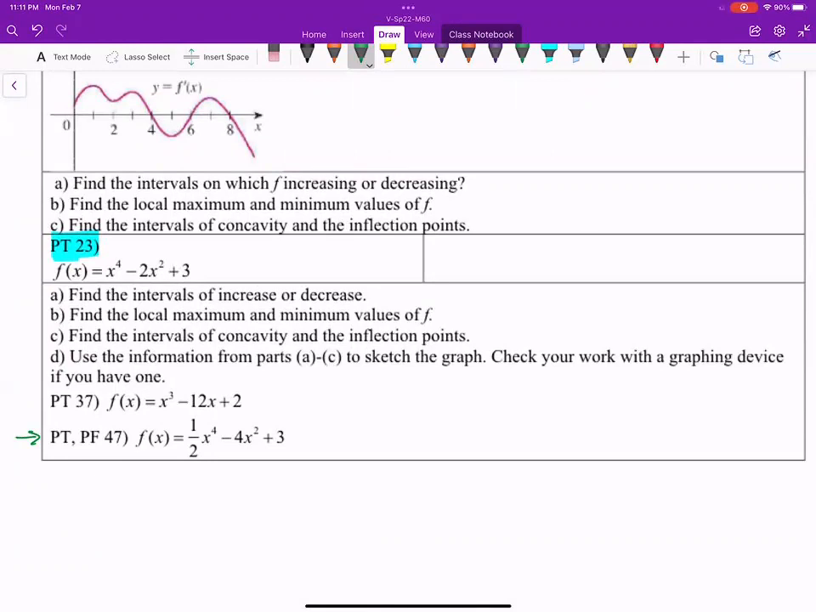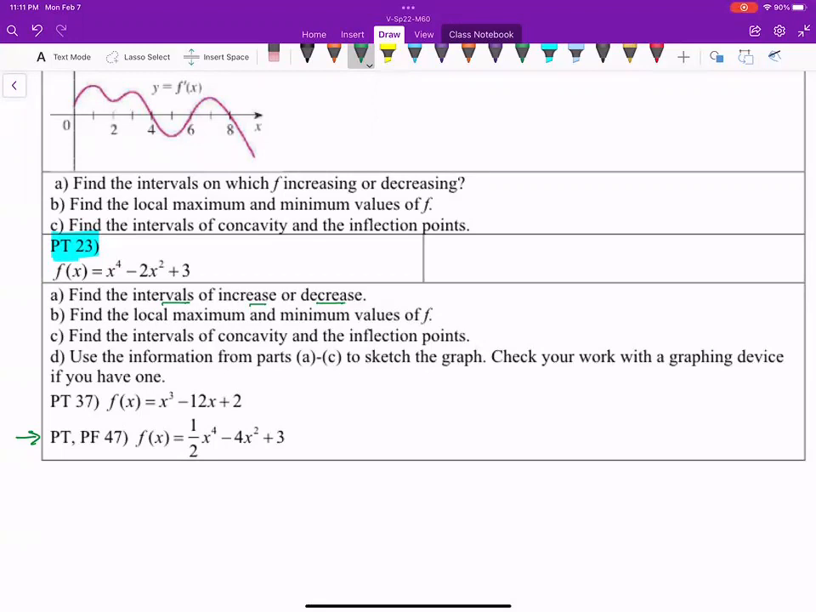So what is it asking? Find the intervals of increase or decrease, meaning what is the interval where the function is increasing? What is the interval where the function is decreasing? Sometimes it's not necessary that you have an answer to both. Sometimes the function is only increasing. Sometimes the function is only decreasing. So there are cases like that.